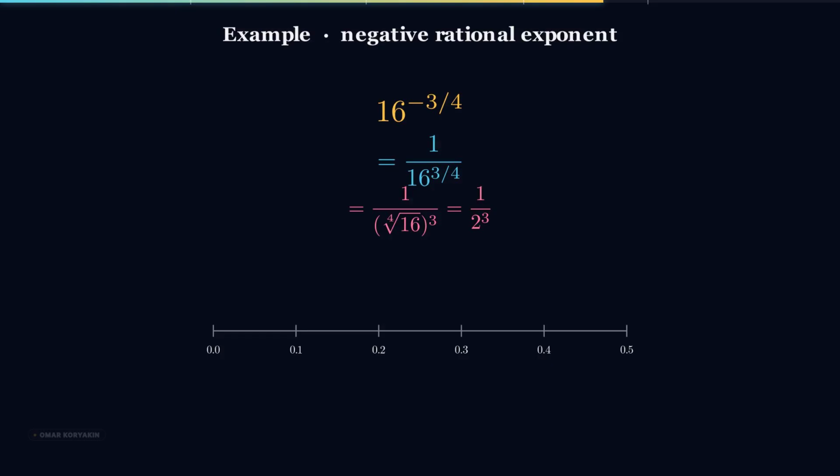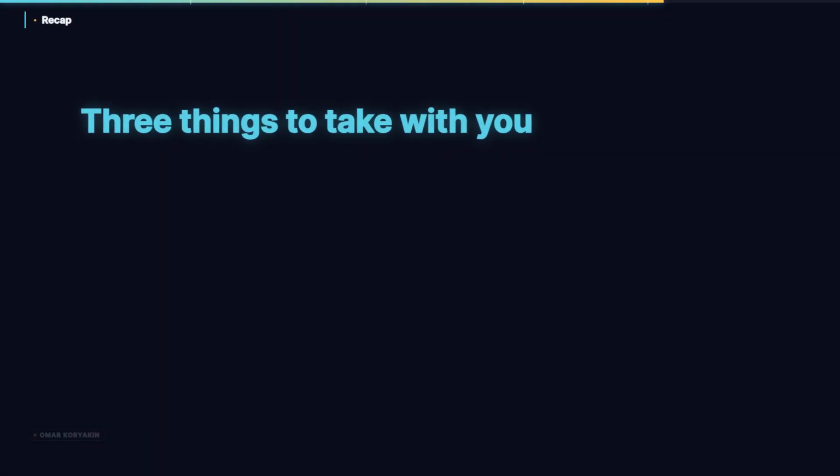The answer is 1/8. The number line confirms 1 over 16 to the negative 3/4 sits at 1 over 8, around 0.125. 3 steps: flip for the negative sign, take the root for the denominator, then raise to the numerator's power. 3 takeaways for rational exponents.